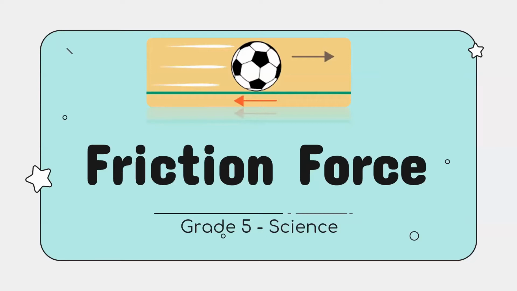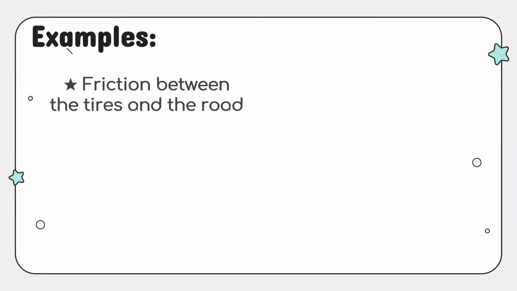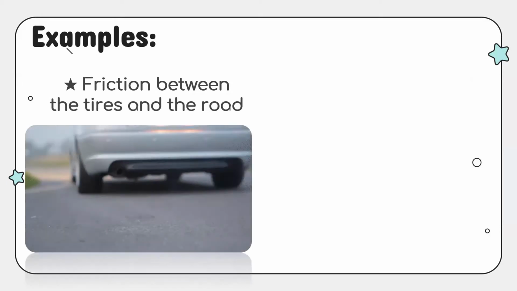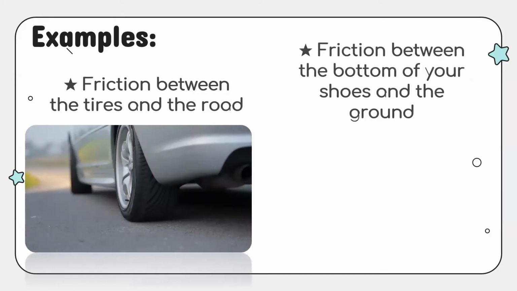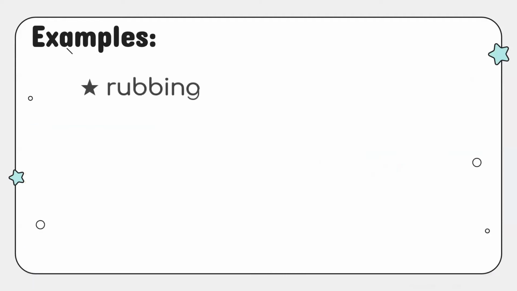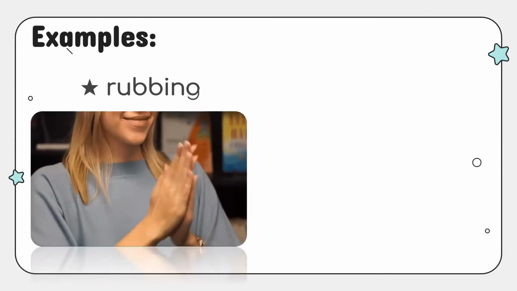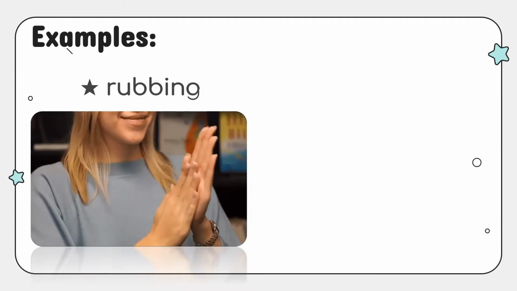Last time we discussed friction force, and we said that friction force is a resistant force between the contact surfaces of two objects. We also learned about different examples of friction wherein we said that there is friction between the tires and the road, and friction between the bottom of your shoes and the ground. Another example is rubbing. By rubbing your two hands, there is friction between your two palms.